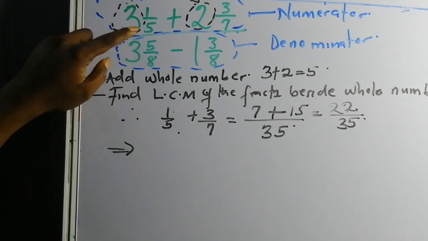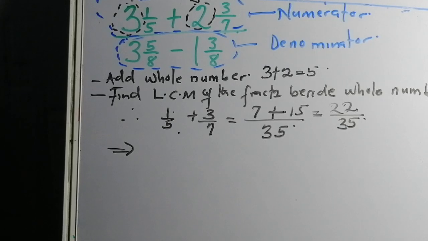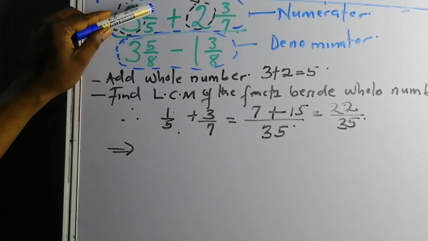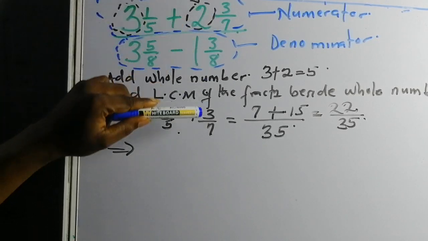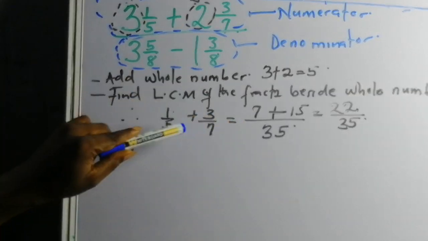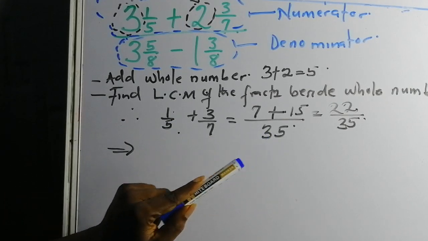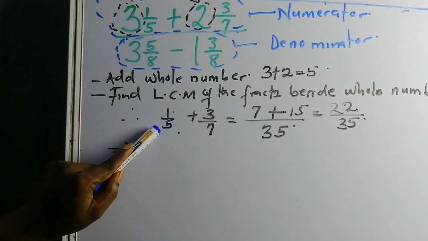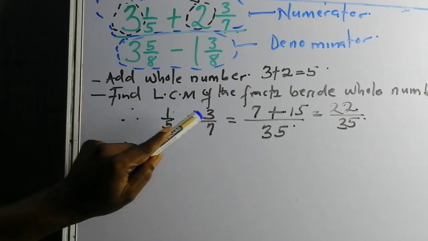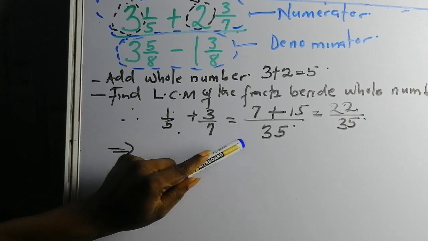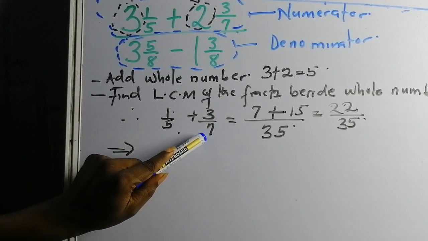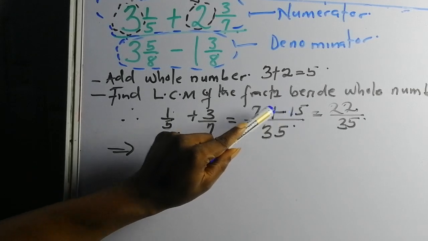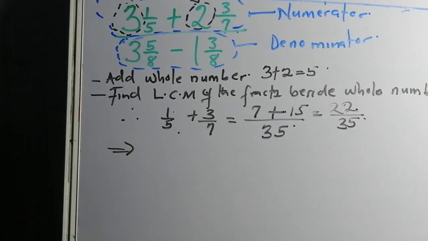Add the whole numbers beside the fractions. Find the LCM of the fractions beside the whole numbers. So the fractions beside the whole numbers are 1 over 5 plus 3 over 7, and the LCM is 35. 35 divided by 5 is 7, 7 times 1 is 7. 35 divided by 7 is 5, 5 times 3 is 15. So 15 plus 7 is 22 over 35.